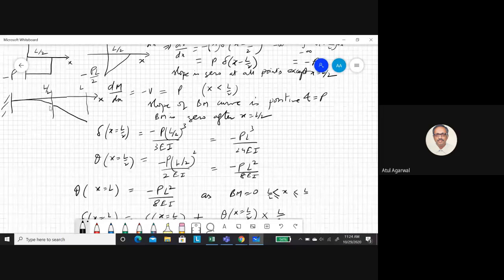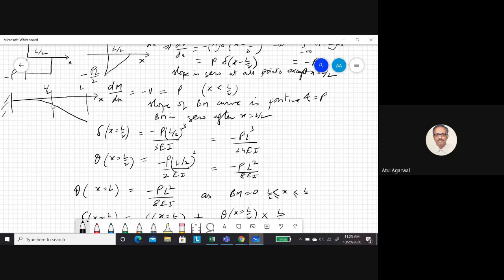we did this problem earlier of a cantilever of length L, and load was applied at the far end. Now load is applied at middle of the cantilever. So you can find deflection at this position and also slope of the cantilever at this position. Deflection of the cantilever at x equal to L by 2 will be equal to minus PL cube by 3EI. But length of the cantilever till this position is L by 2. So this is the answer you get.